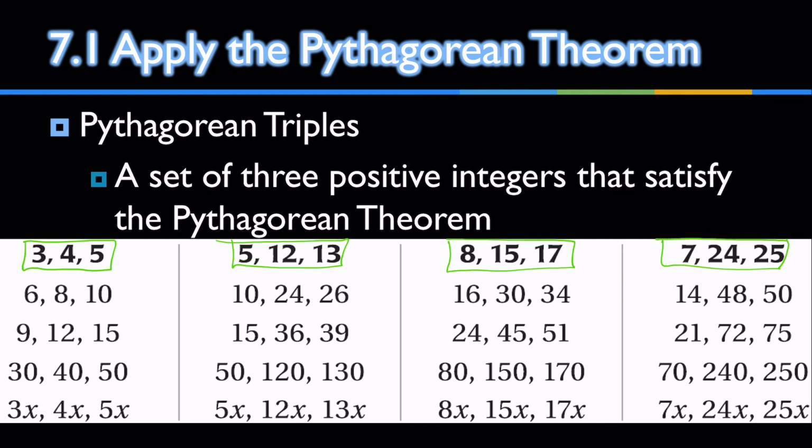If I take the head, such as 3, 4, 5, and I multiply it by 2, I get 6, 8, 10, which is also a Pythagorean triple. If I take 3, 4, 5 and multiply it by 3, I get 9, 12, 15, which is also a Pythagorean triple. If I take 3, 4, 5 and multiply by 10, I get 30, 40, 50, which is also a Pythagorean triple. So if you take any head, any Pythagorean triple, and you multiply them all by the same number, you get another Pythagorean triple.